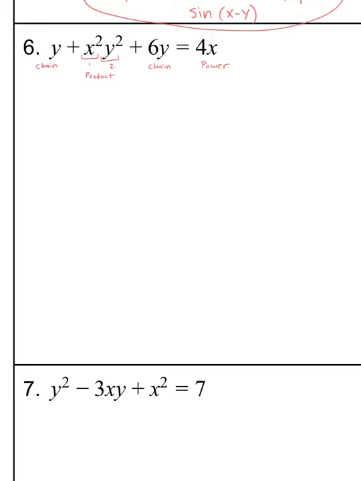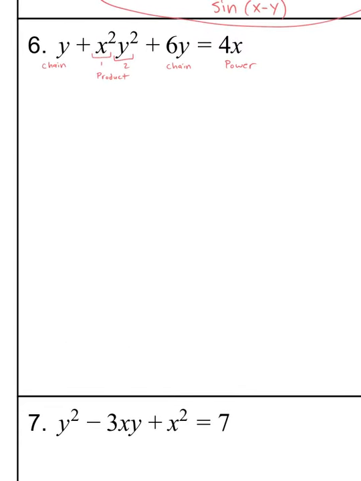Okay, number 6, we start with 4 terms. For the first term, because it's a y, we have to use the chain rule. The derivative of y, implicitly using the chain rule, is y prime. For the second term, we have to use the product rule because we're multiplying two separate functions together. So we need 1d2 plus 2d1. So the first function as is, x squared.